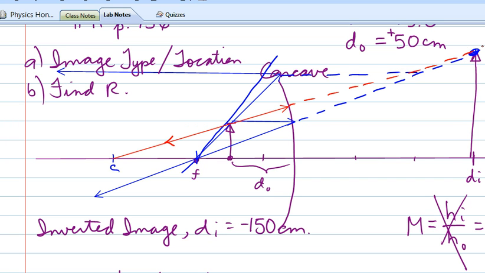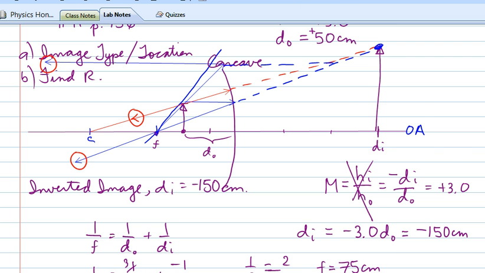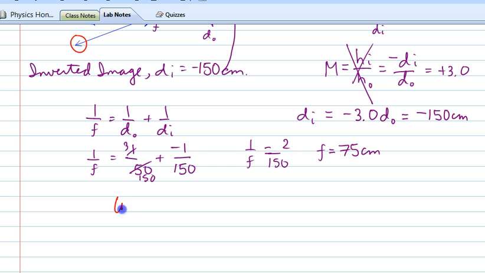But again, this is how we ray trace, and we see that the rays converge on the other side of the mirror, because on the real side they are diverging. Okay, so once again, remember that for a concave mirror, you're going to get a virtual image when the object distance is less than the focal length. This is going to be a virtual image.